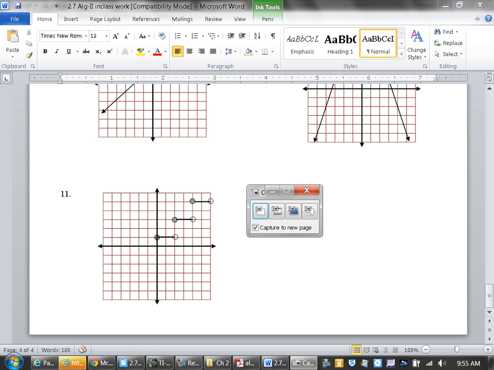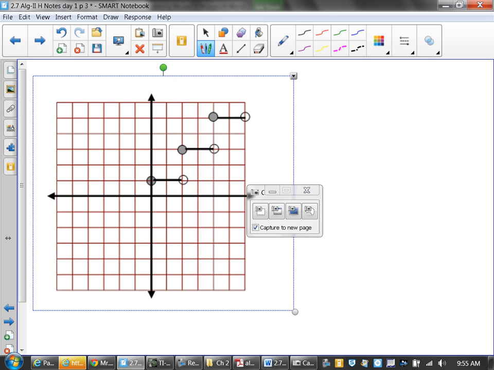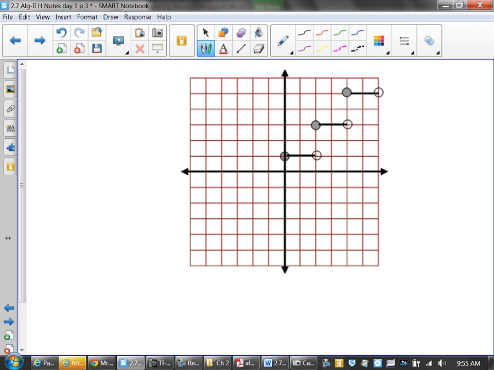Because it looks like steps. It's interesting. And yeah, it's called a step function because all the values are just y equals a number. They're just horizontal lines going on up.